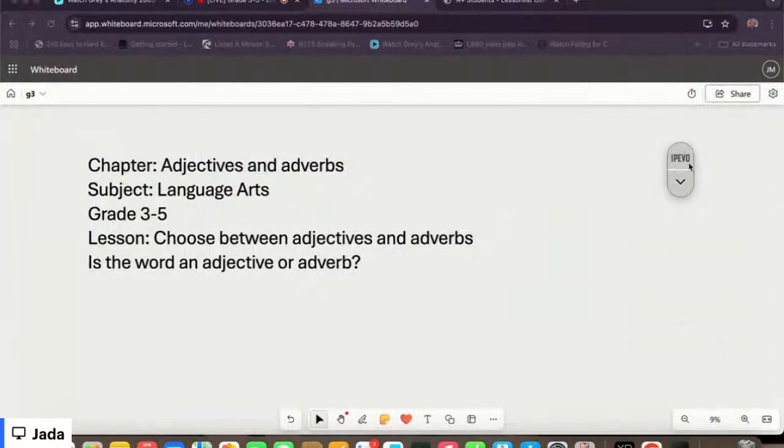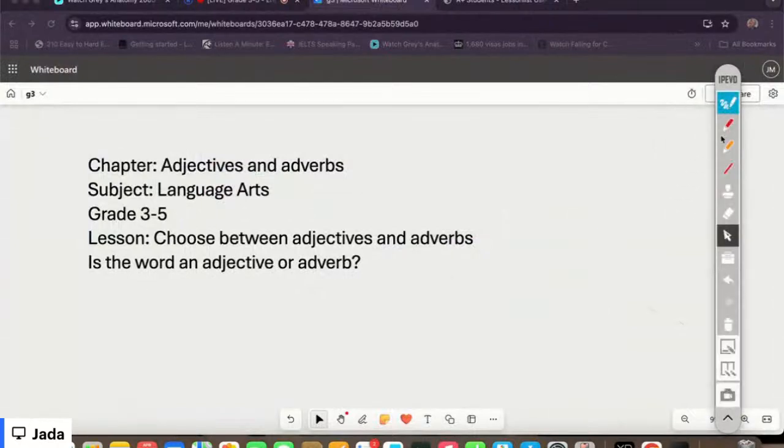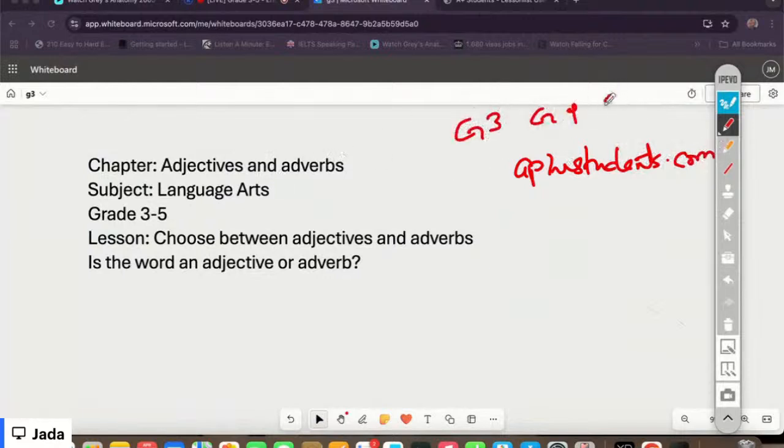Today we will have adjectives and adverbs. So first, log in using aplusstudent.com. This class is for G3, 4, and 5. We will take adjectives and adverbs under grade 3. The lesson will be choosing between adjectives and adverbs. Is the word an adjective or an adverb?